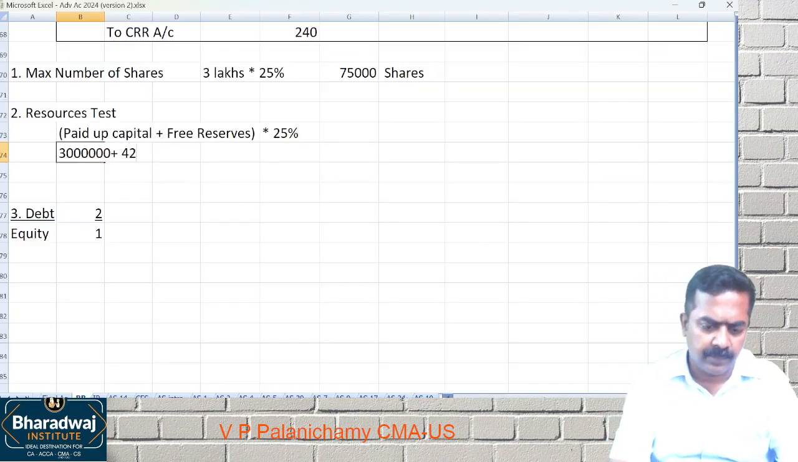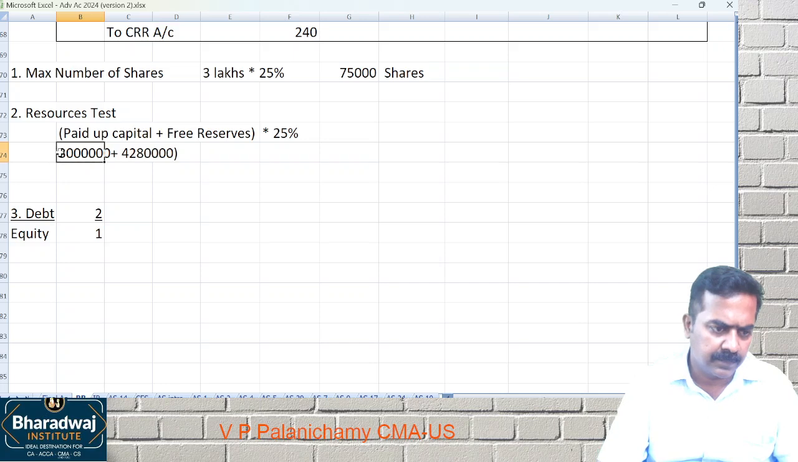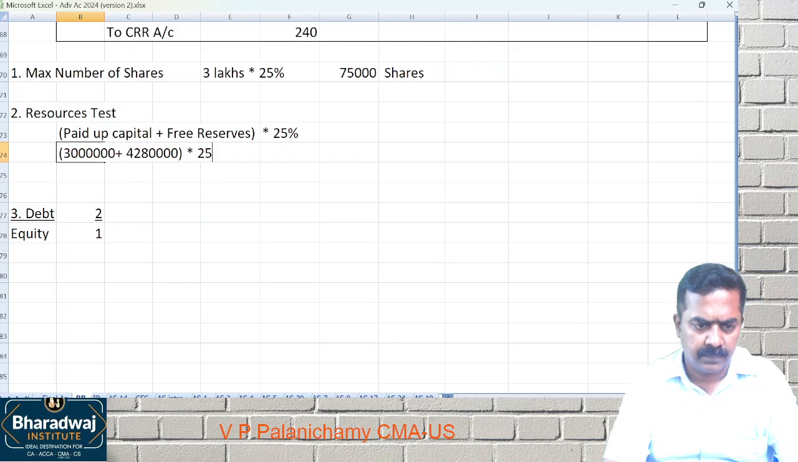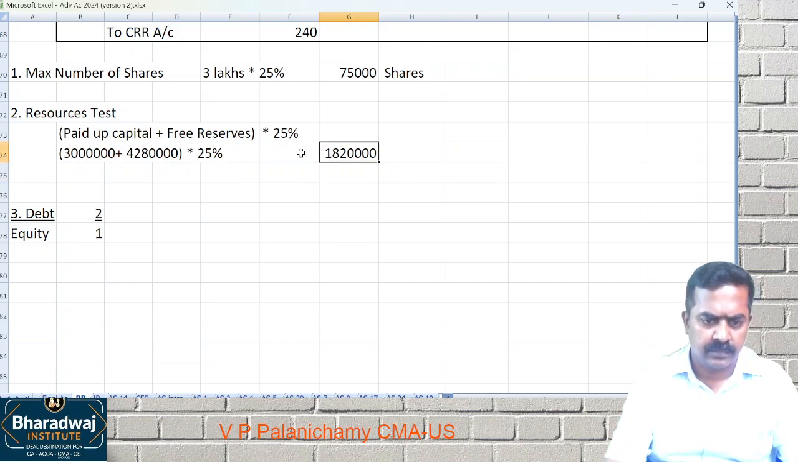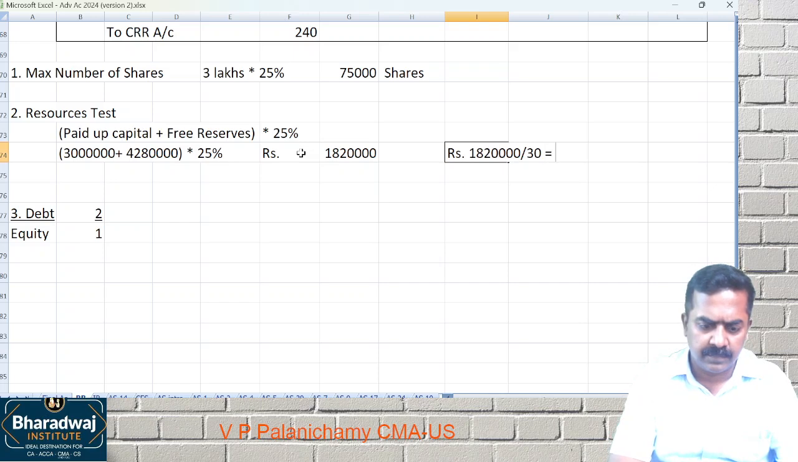42 lakh 80,000, this into 25%. How much does it come to? 18 lakh 20,000. Rupees 18 lakh 20,000 divided by 30, how many shares can be purchased? 60,667.